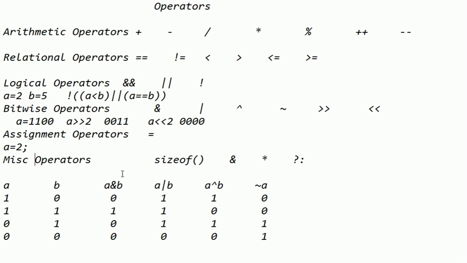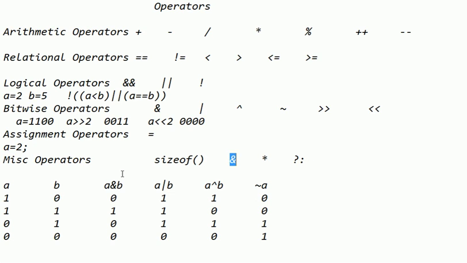Next we come to misc operators. The sizeof operator, as we have already seen, returns the size of the variable you pass to it as an argument. So if I want to find the size of a variable whose name is a, I have to pass the name of the variable as an argument like this. So this will return the size of variable a.